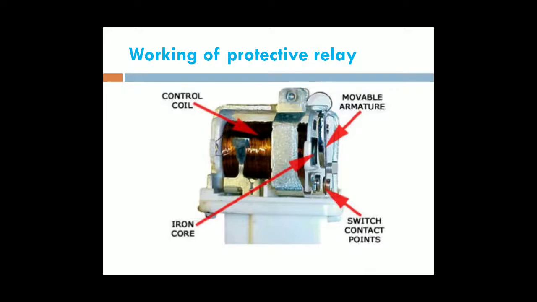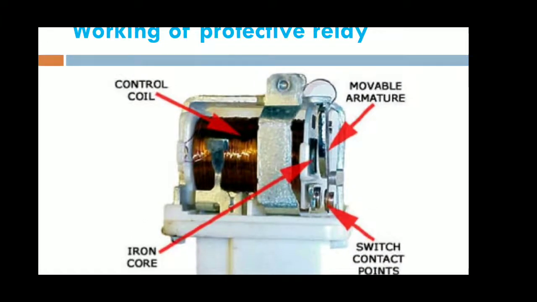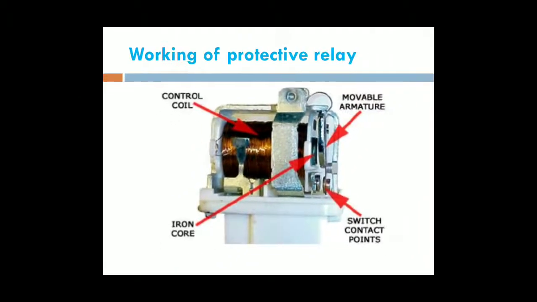This is the practical view of a protective relay. In that we are using the control circuit or the coil. This is the coil. When the fault current flows through this coil, the coil is energized. Therefore, it closes the tripping circuit, moves the armature and the switching contact point, and this is the switching contact point. This is the iron core. If the relay coil is energized, it automatically moves the armature. Then the movable armature rotates and gives the indication to the circuit breaker.